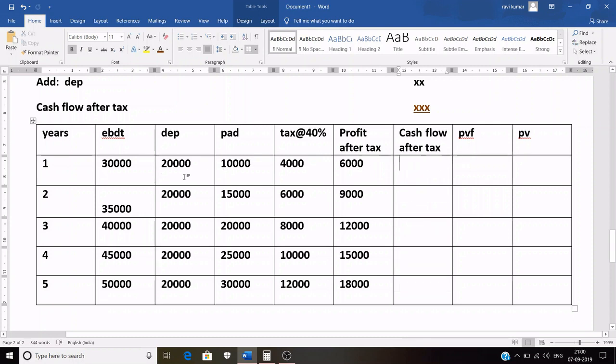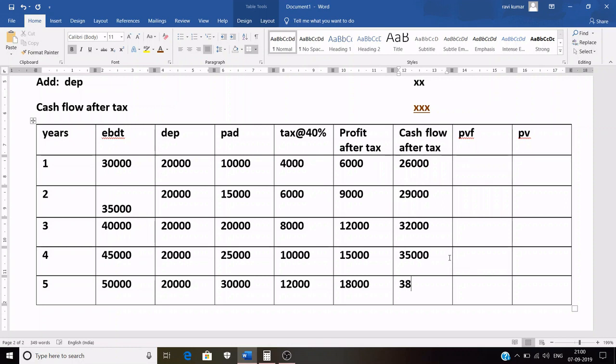So when you add 20,000 depreciation to profit after tax of 6,000, we have 26,000 in cash flow after tax. Second thing, 20,000 plus 9,000, so it would be 29,000. Third, 20,000 plus 12,000, so that would be 32,000. Next, 20,000 plus 15,000, that is 35,000. And similarly in the last year, that is 38,000, when you add 20,000 plus 18,000.